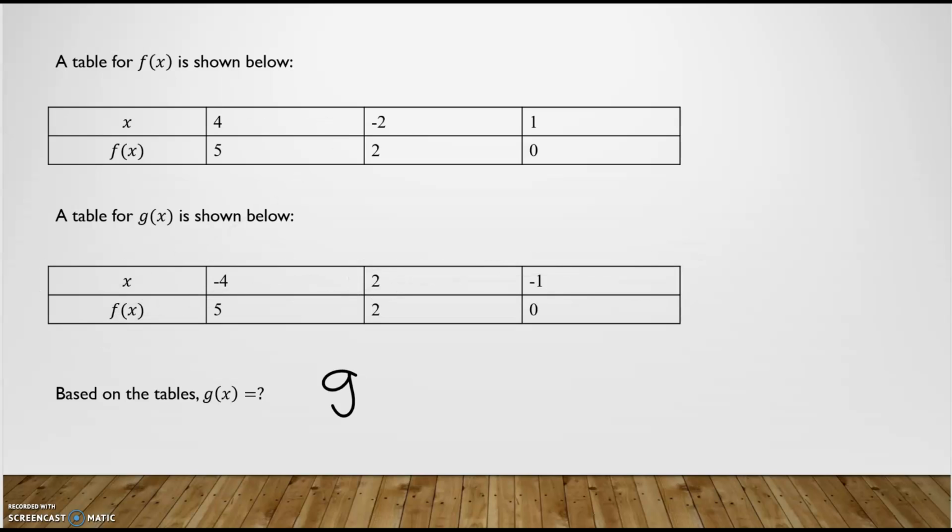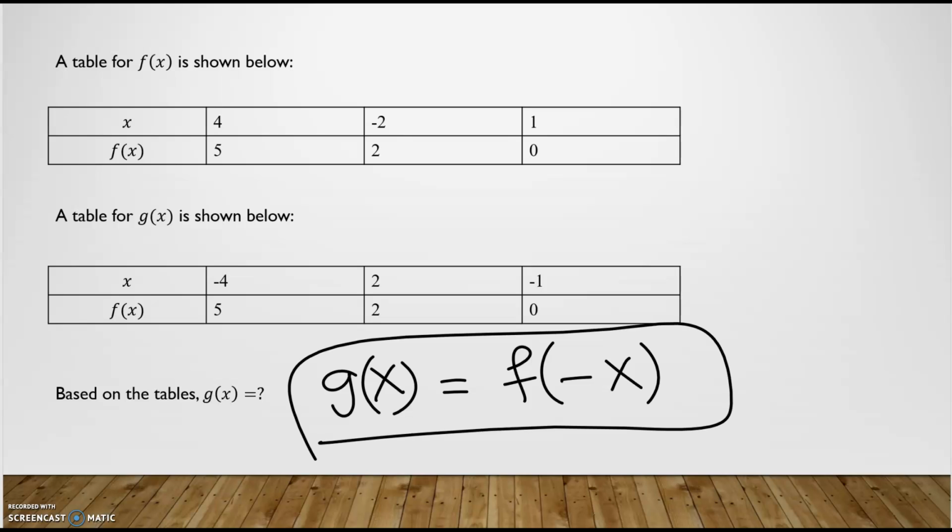Okay, so how we would write our new function g of x would be f of, notice how all the x values went to the opposite of their sign. So negative x, and that would be our function.